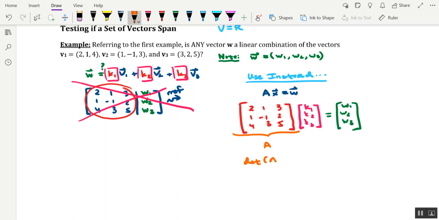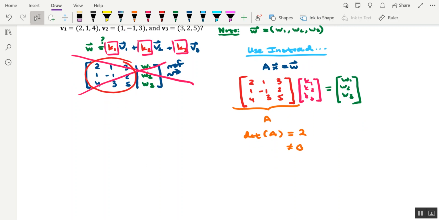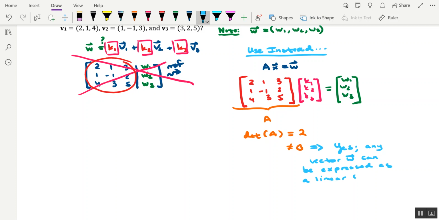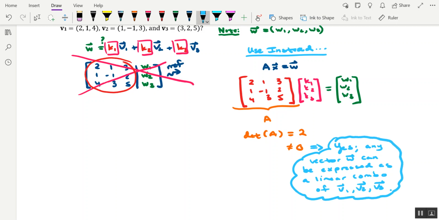So without further ado, I will let you know that the determinant of this matrix I got as 2, which obviously does not equal 0. And what this implies is that, yes, any vector w can be expressed as a linear combo of v1, v2, and v3. Alright, so as a matter of answering the question posed, yes.